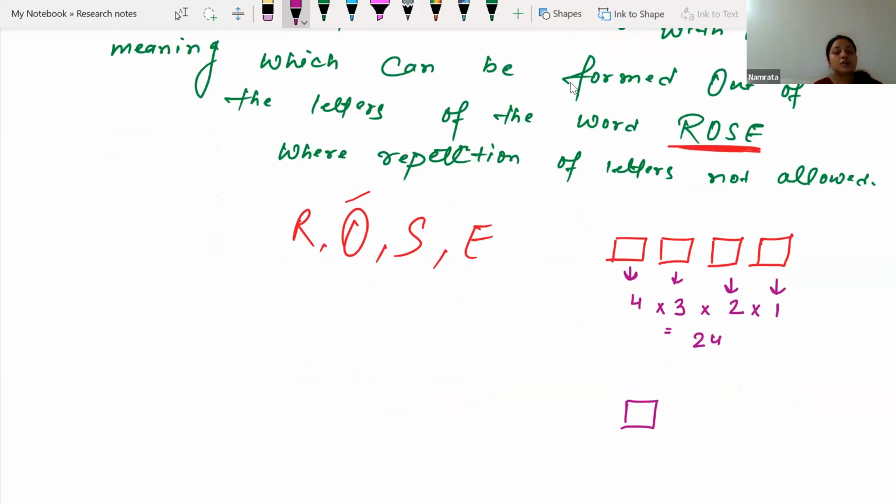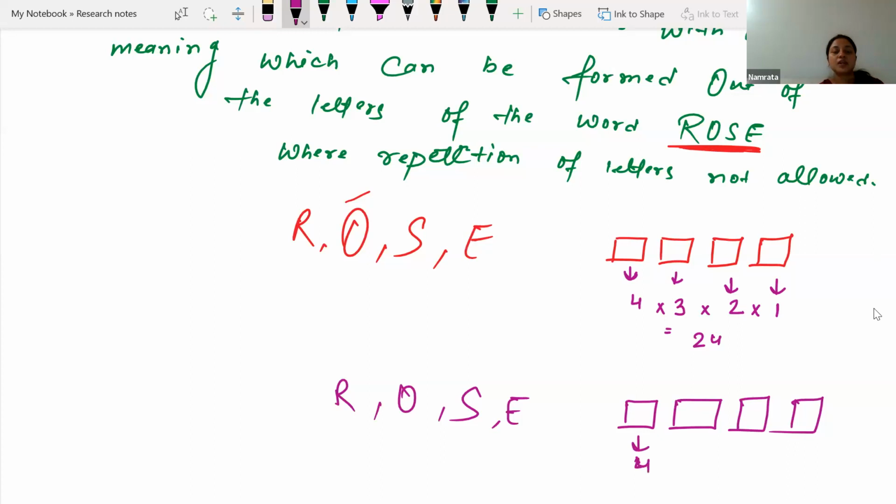If repetition is allowed, then we have four boxes and these four letters, R, O, S, E. For the first one, 4 possibilities. For the second one, again 4. For the third one, again 4. For the fourth one, again 4. Why? Because whatever we have used, we can use again. Repetition is allowed. So it is 4 into 4 into 4 into 4, and that will give us the total number of ways.